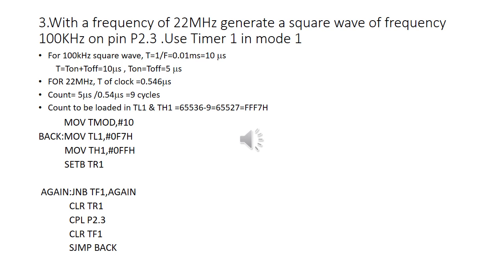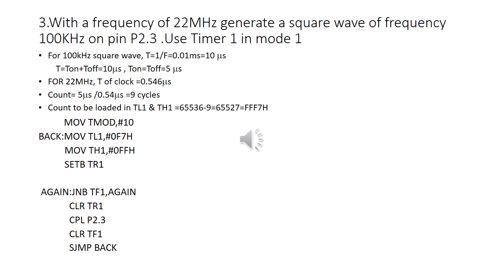So after that you go on monitoring this TF1 until it becomes 1. You will remain in this loop. Once it becomes 1, you exit from this loop. When it becomes 1 means it has reached the maximum value. Maximum value is FFFF. So when it reaches the maximum value, it rolls over from FFFF to 0. After that, the timer 1 overflow flag will be set to 1. So once it is set to 1, you exit from this loop.